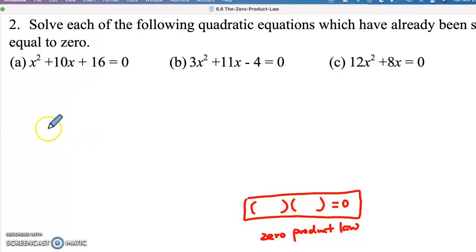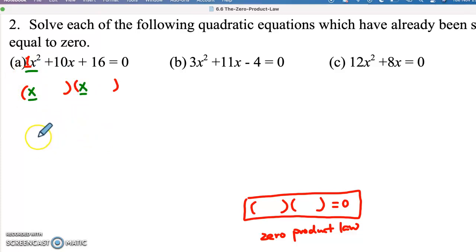So this is a coefficient 1, right? We need to factor the trinomial. Since the coefficient is 1, you know that the leading term in each binomial will be x, because x times x will give you x squared.